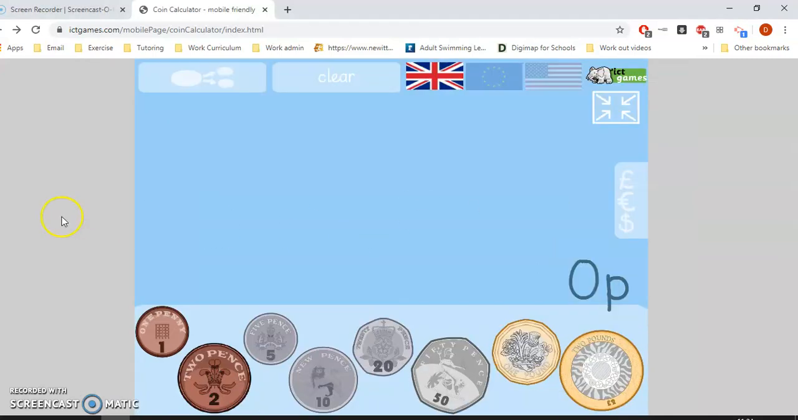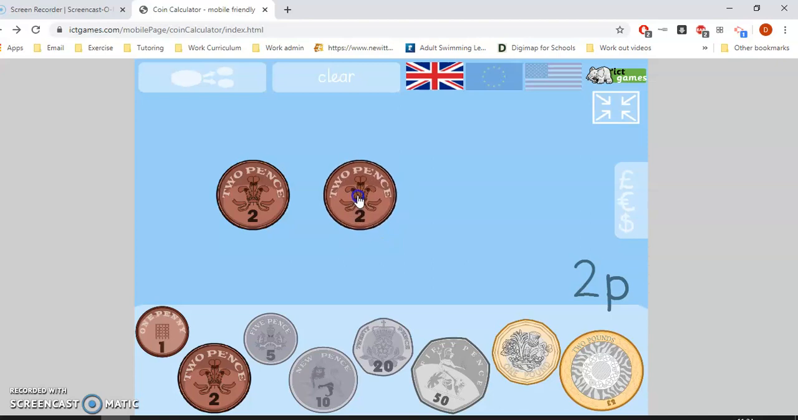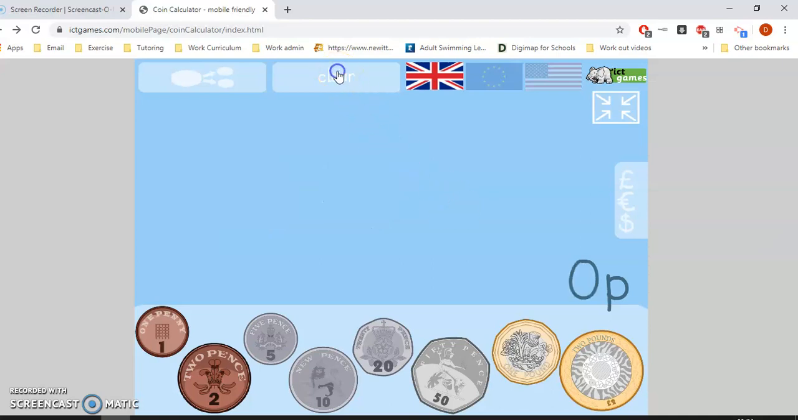Hello, Year One. We're going to start off today by revising some of our money skills and also bringing this into the main objective for our lesson, which is all about doubling. So first of all, we'll have a look at a 2p coin. Think what the total is going to be if I have double 2p, two lots of 2p. You're right, if you said 4p.